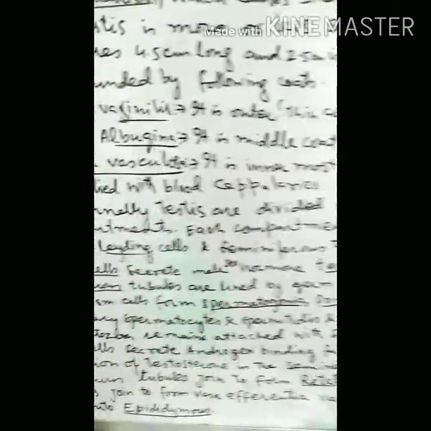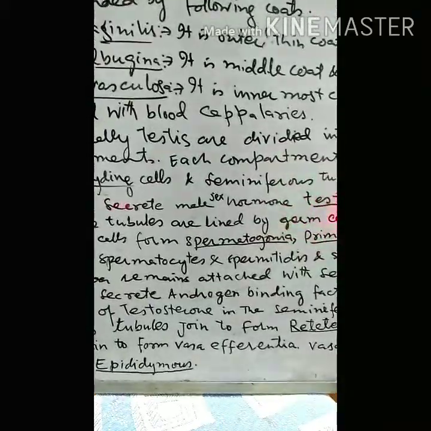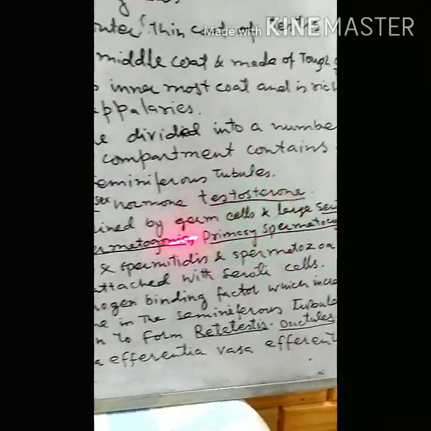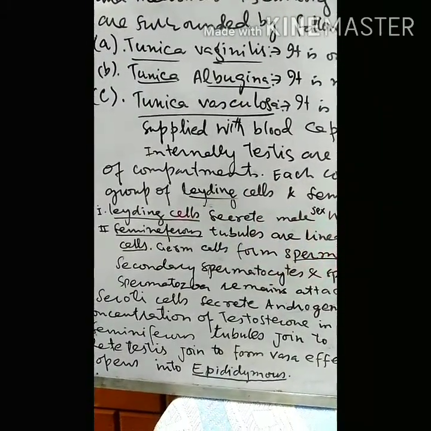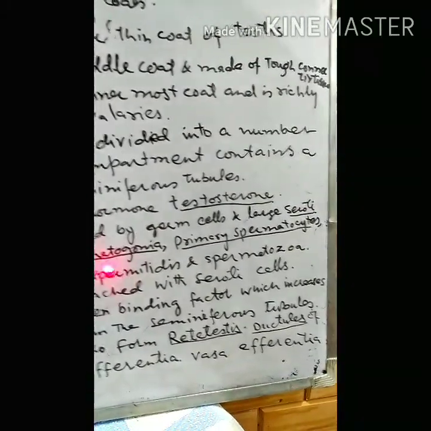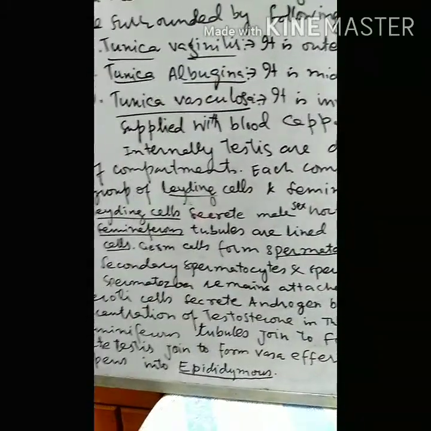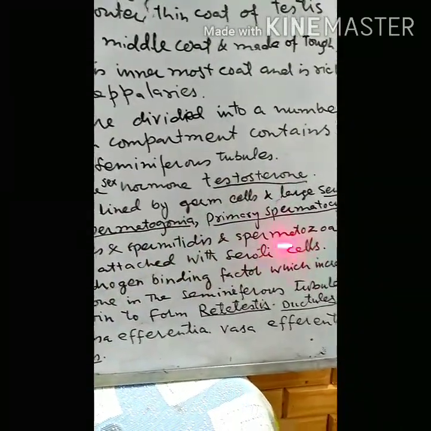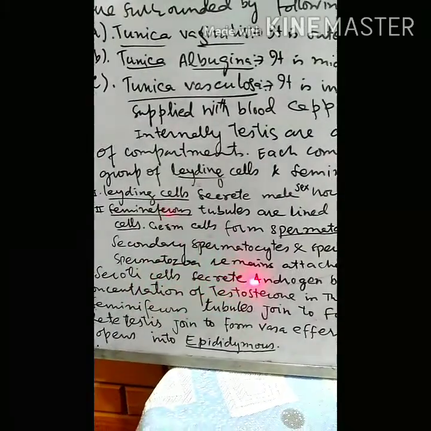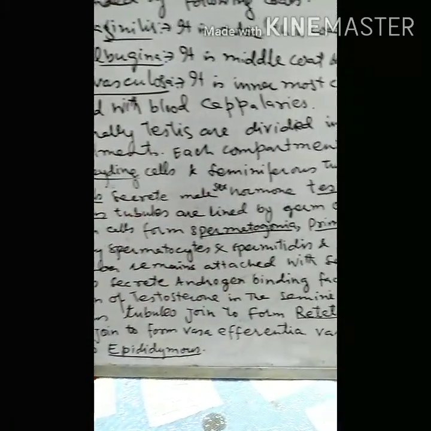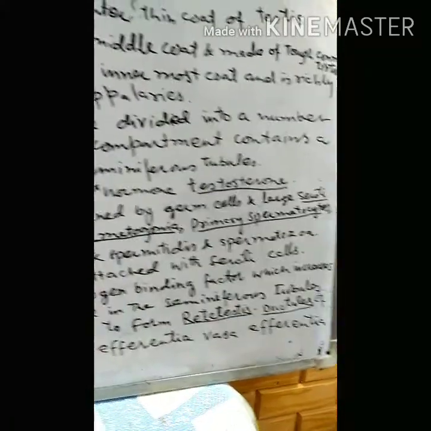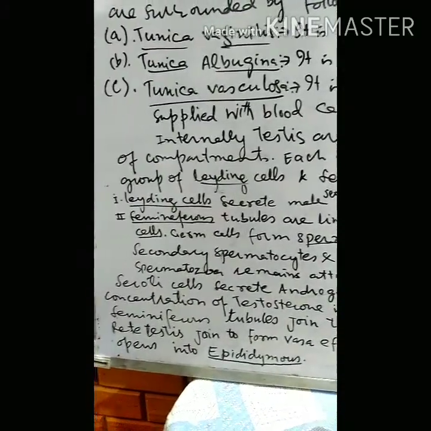What do seminiferous tubules do? Seminiferous tubules are lined by germ cells and large Sertoli cells. Germ cells form spermatogonia, primary spermatocytes, secondary spermatocytes, spermatids and spermatozoa. Spermatozoa remain attached with the Sertoli cells. Sertoli cells secrete androgen binding factor, which increases the concentration of testosterone in the seminiferous tubules.